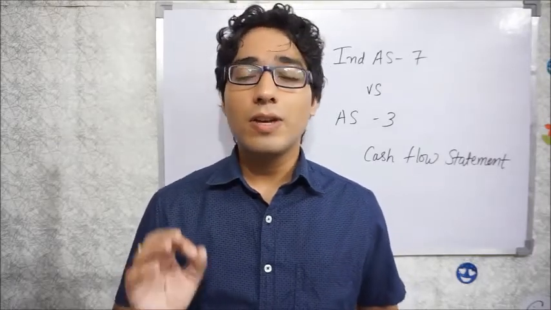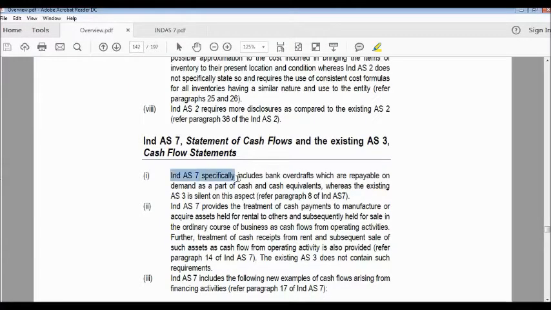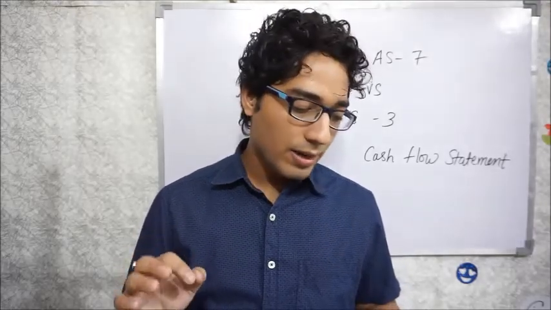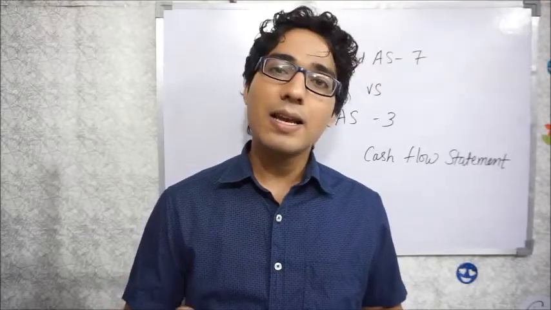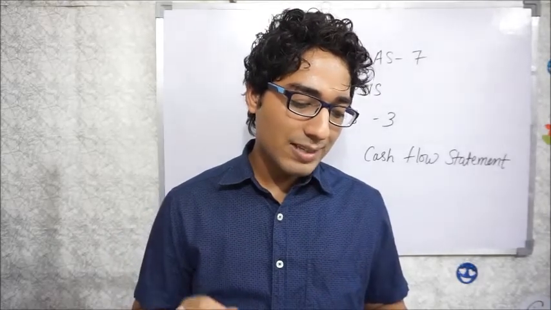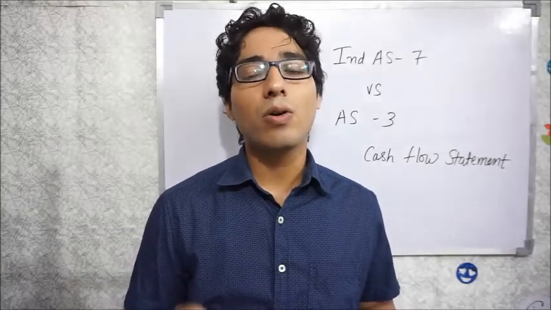So the first difference written in this book is that Ind AS 7 specifically includes bank overdrafts which are repayable on demand as a part of cash and cash equivalents, whereas the existing accounting standard 3 is silent on this aspect. Refer paragraph number 8 of Ind AS 7. So the book is saying that in Ind AS 7, it is specifically said that a bank overdraft which is repayable on demand should be part of cash and cash equivalents, whereas the existing accounting standard 3 was silent on this aspect.